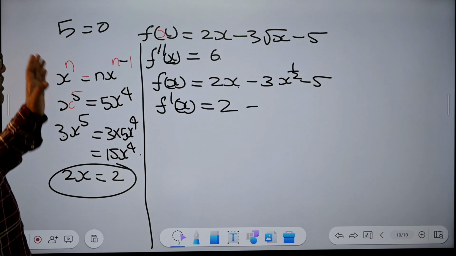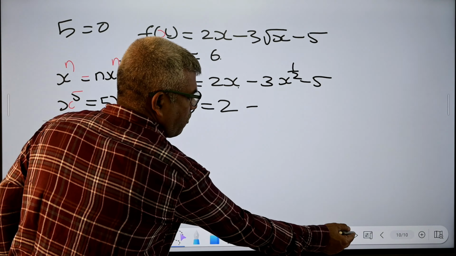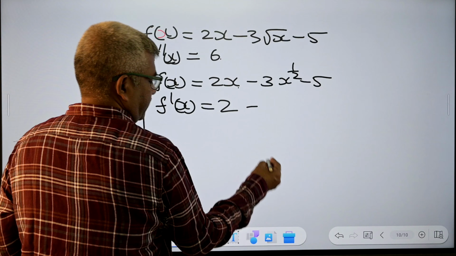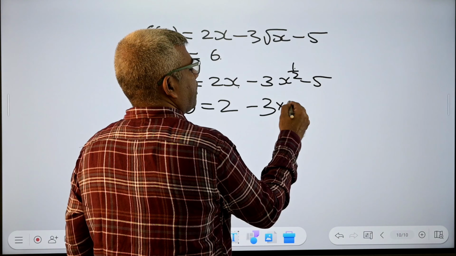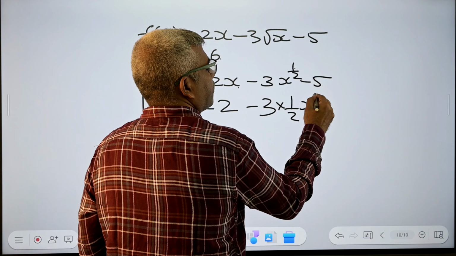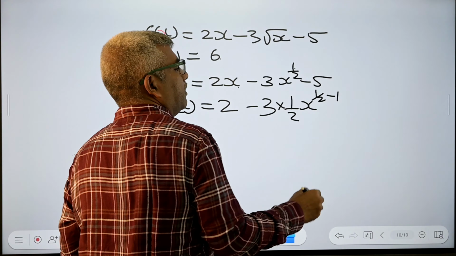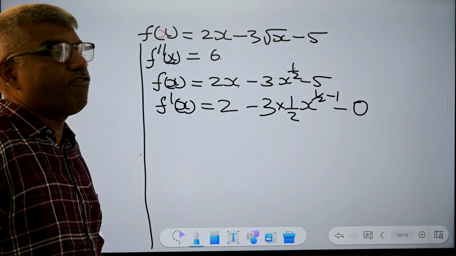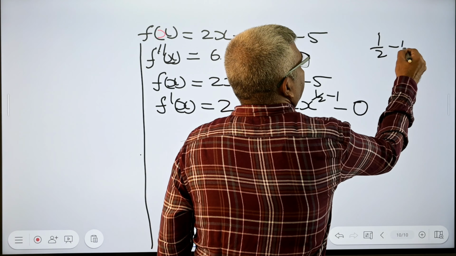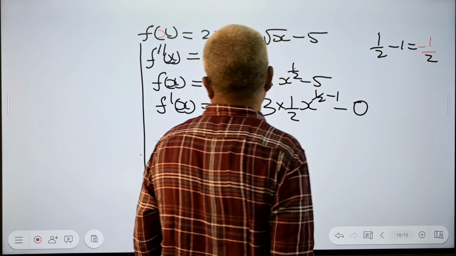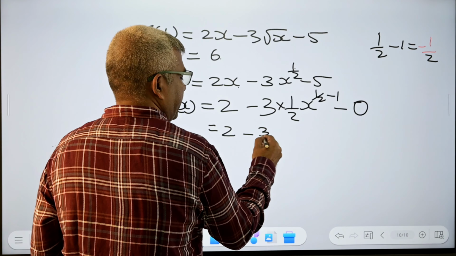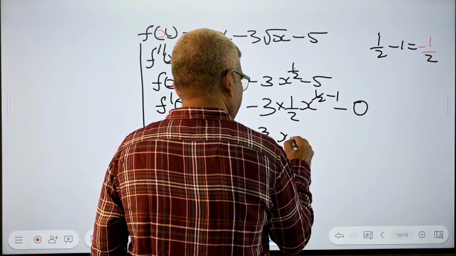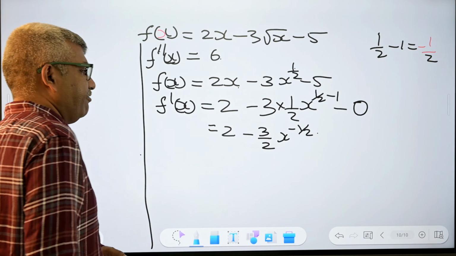Okay, this is just the example I have given. Take 2x minus 3 times x power 1 by 2 minus 5. x power n differentiates to nx to the power of n minus 1. Minus 5, if you differentiate, gives 0 only. So f dash x is equal to 2 minus 3 times 1 by 2, you write 3 by 2, x power minus 1 by 2. f dash x is finished.